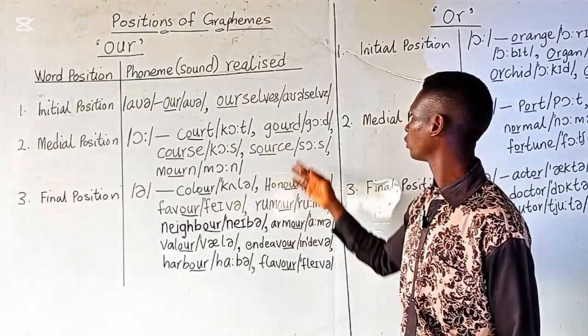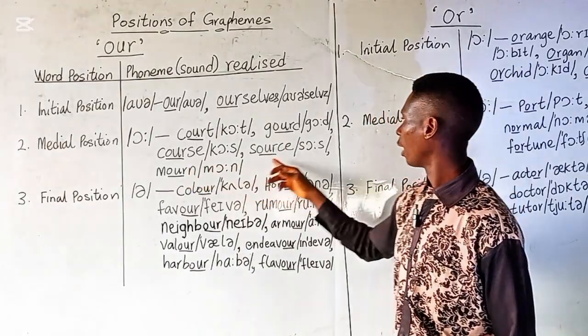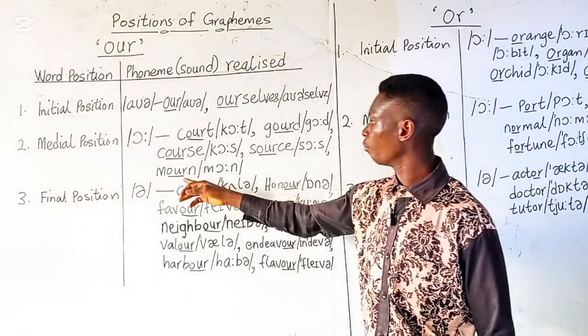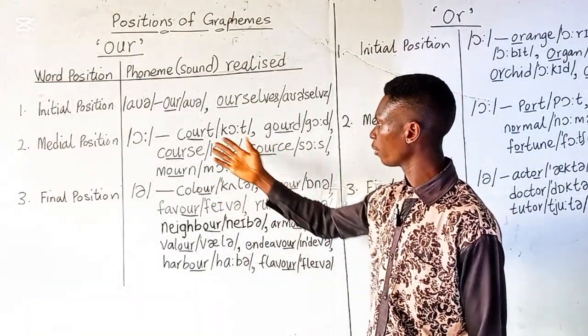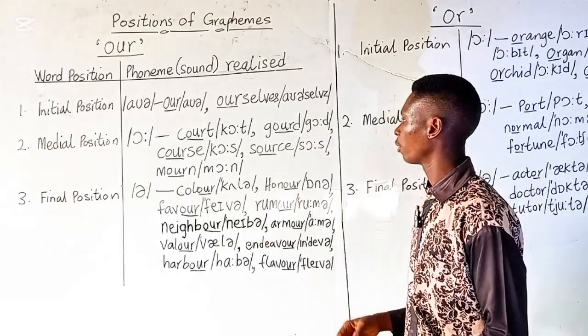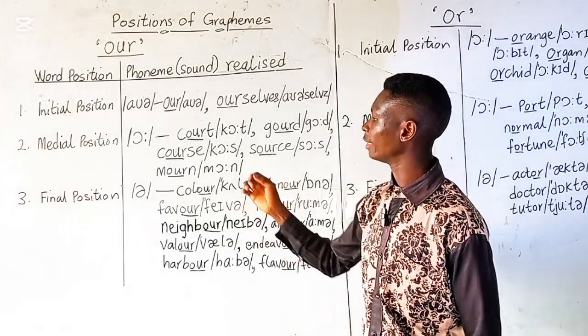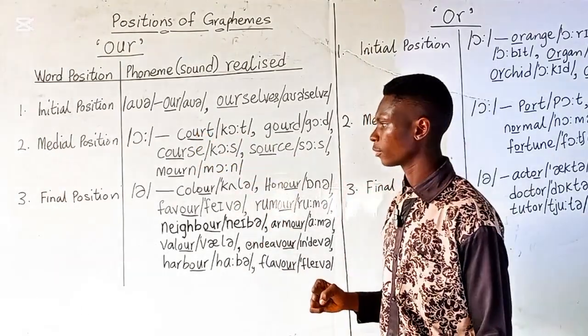The same thing applicable to God. You have cause and source, even mourn. You can add to this list. We have so many words. So when you have this kind of letter arrangement, you're likely to have the O sound in place of OUR.